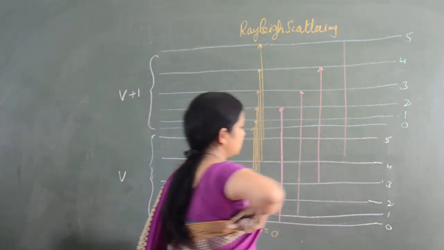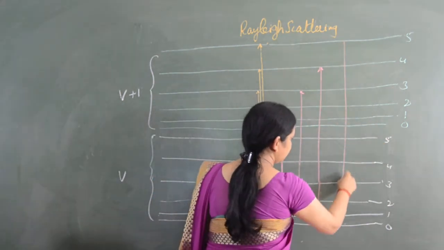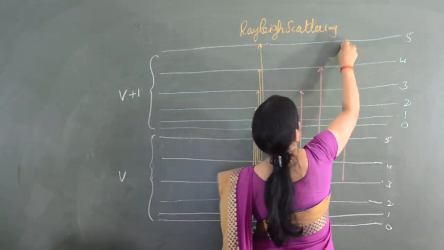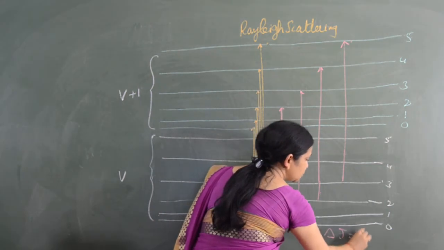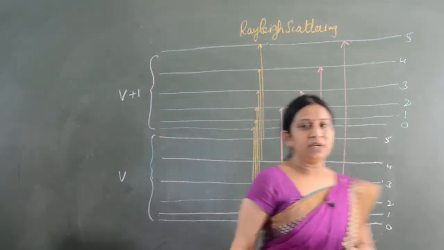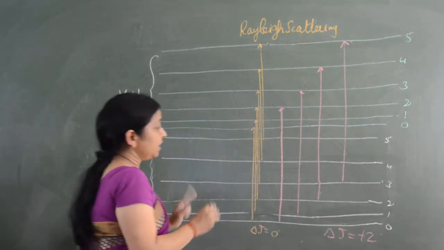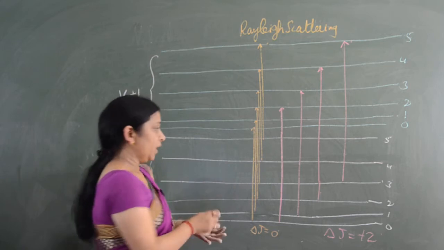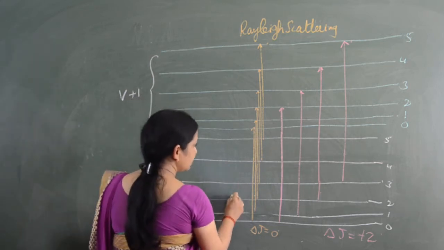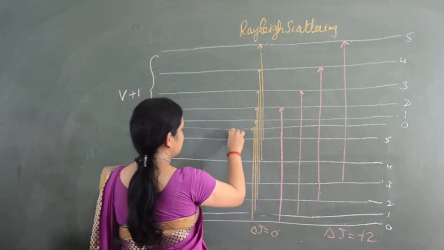This is the transition, this is 2 here and this is the condition. So, these are all delta J plus 2. So, delta J plus 2, these lines they represent stroke lines. Then we represent anti-stroke. Anti-stroke means higher energy to lower energy. So, it starts from 2 and it ends up at 0.